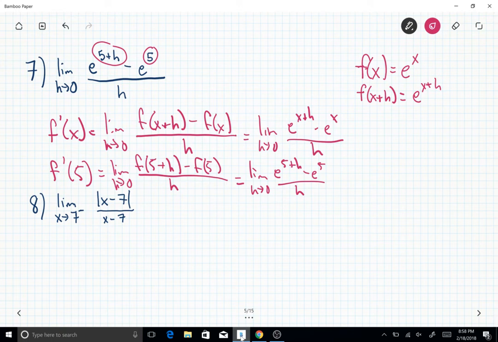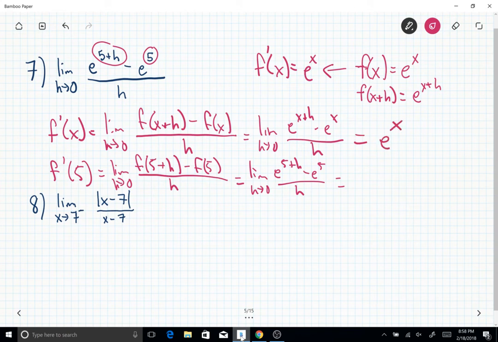So f of x equals e to the x. What does that mean? Well, we know the derivative of e to the x is just e to the x. So in this case, f prime of x should equal e to the x, right? And so that means that this second case should just be e to the 5th, and that is our final answer. Okay, kind of cool.